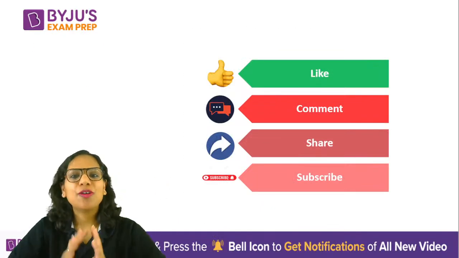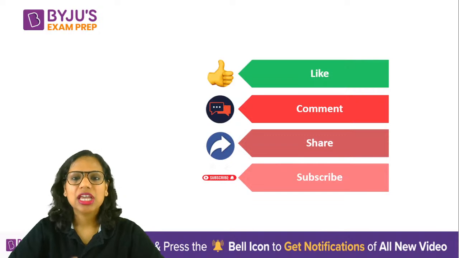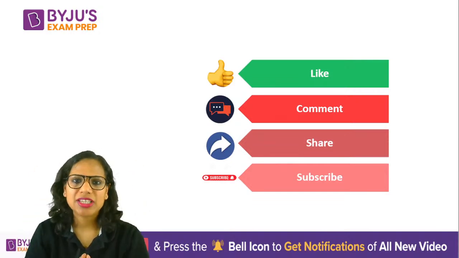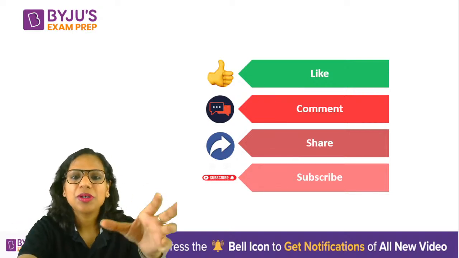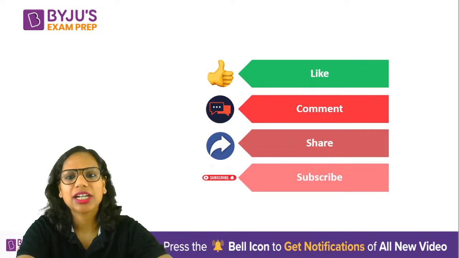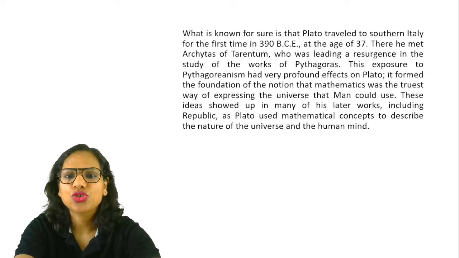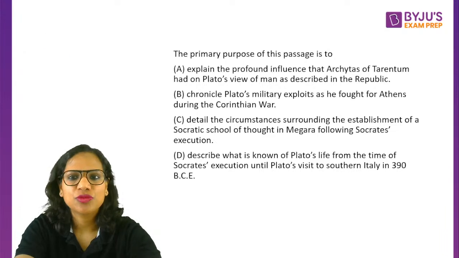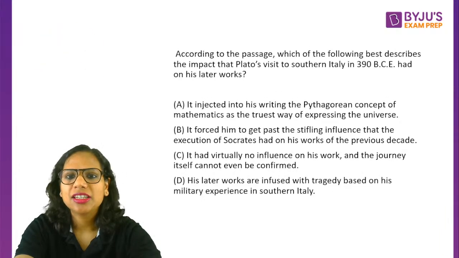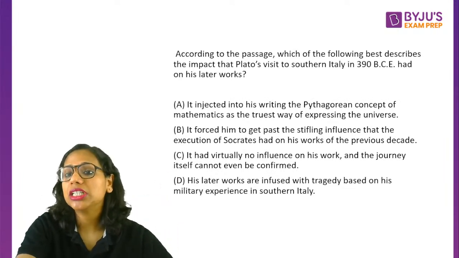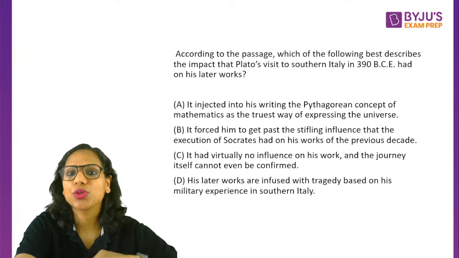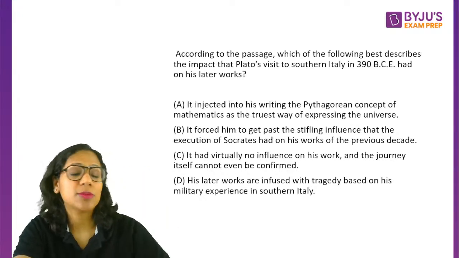Now, after this, we have another passage. This time we are going to read the entire passage at a stretch and then look at the questions. In case you want me to make you peek at the question stems, we can do that as well. So just to show you, there is a primary purpose of the passage question. Then this question is specific: the impact that Plato's visit to southern Italy in 390 BC had on his later works. Okay, so this talks about Plato perhaps.